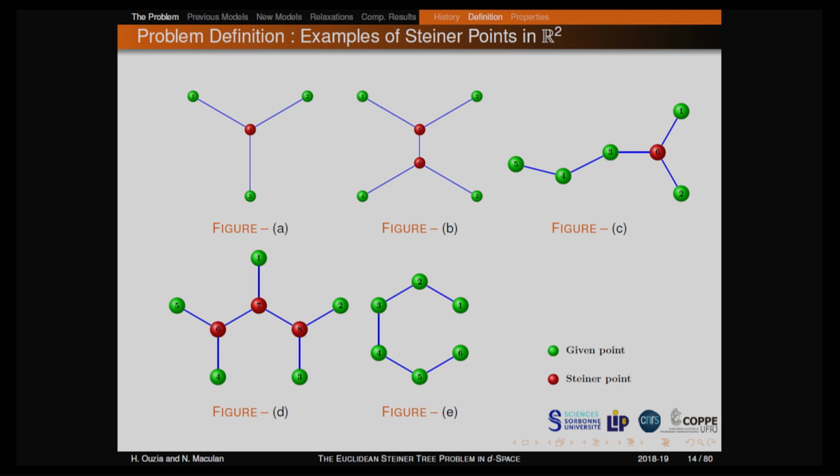Then you can have 0 points, 1 point, 2 points, up to p minus 2. If you have more than p minus 2, you cannot construct a tree. It's not difficult to see. That's the kind of solution you can get.